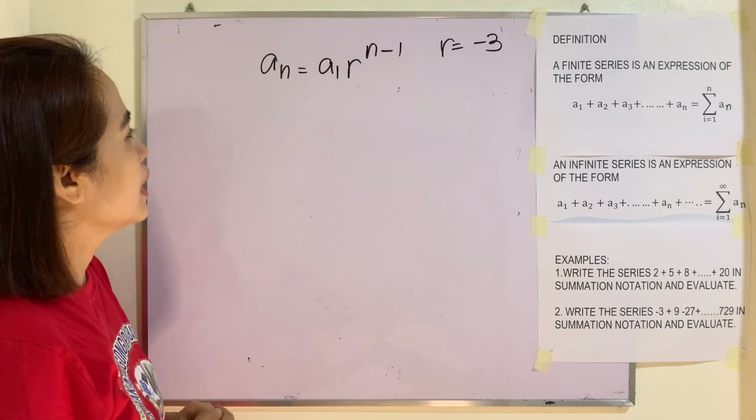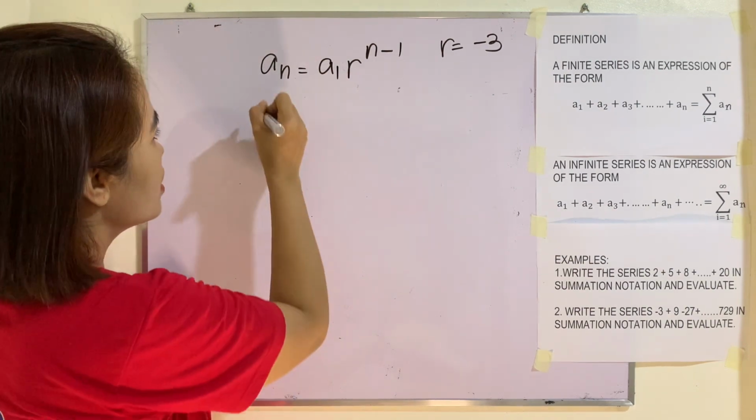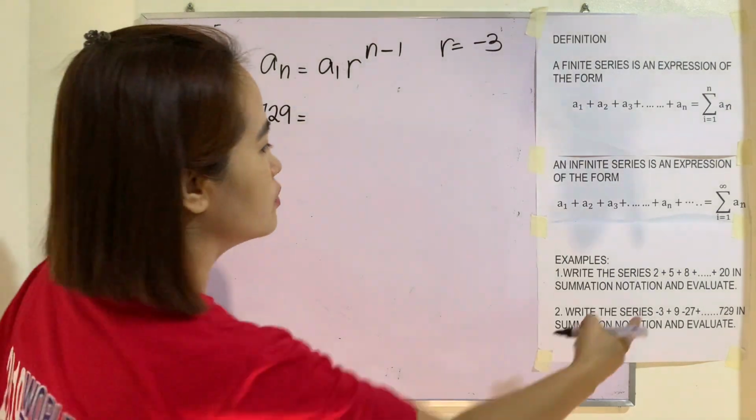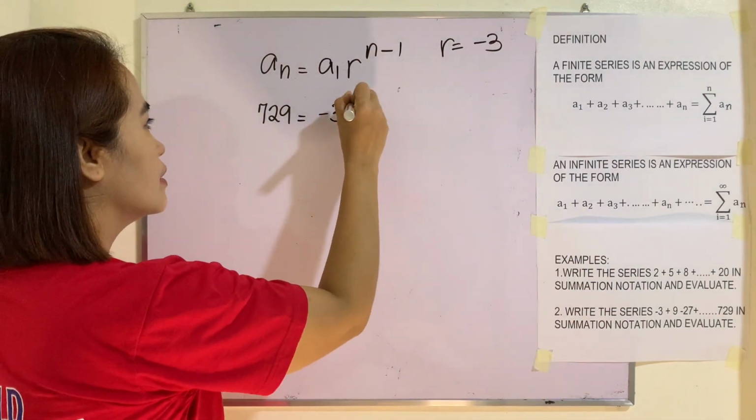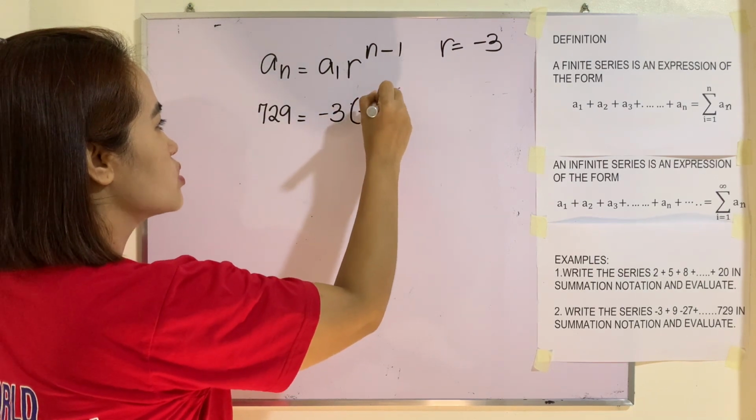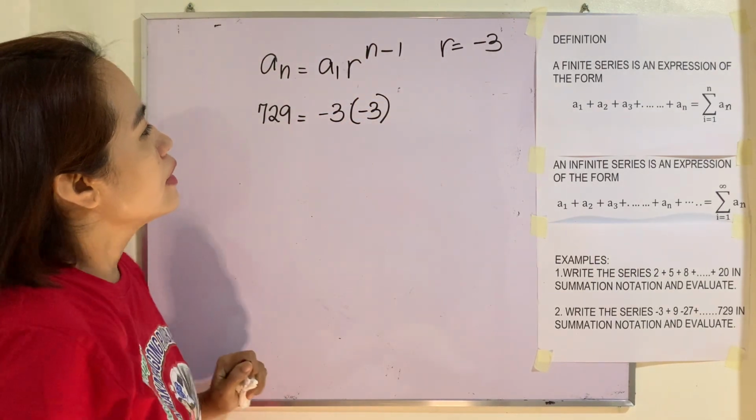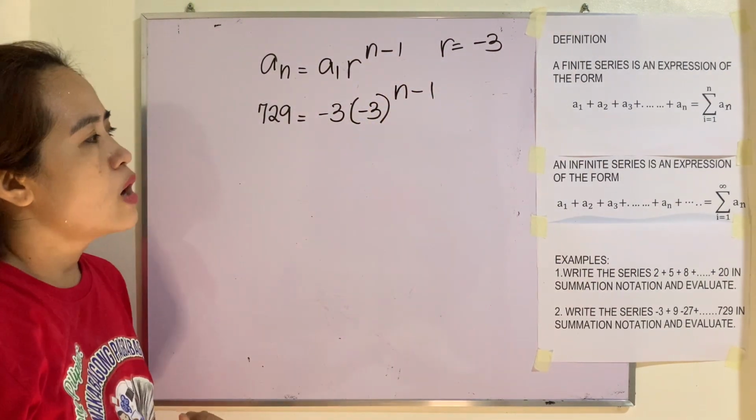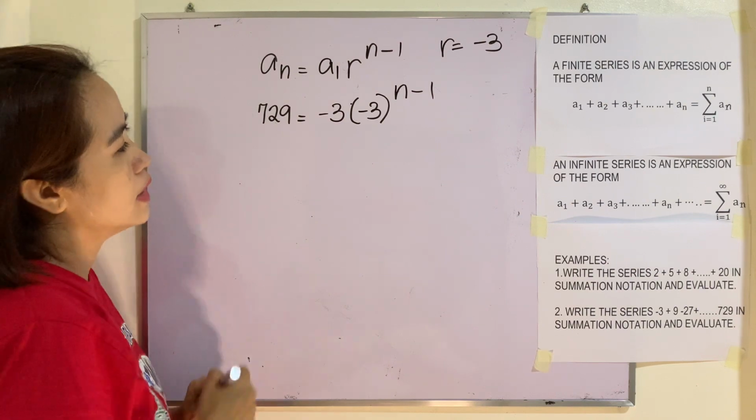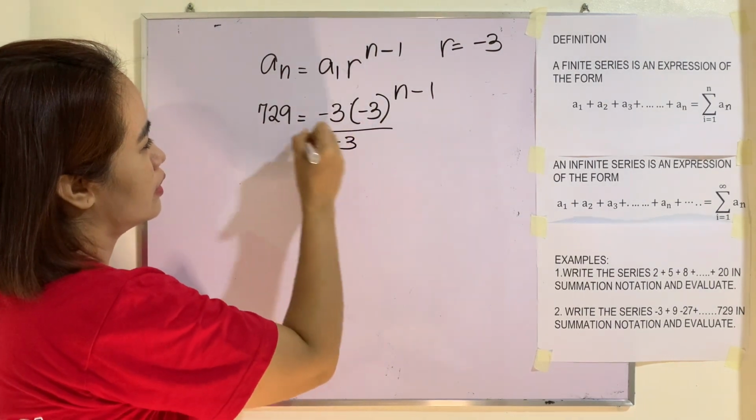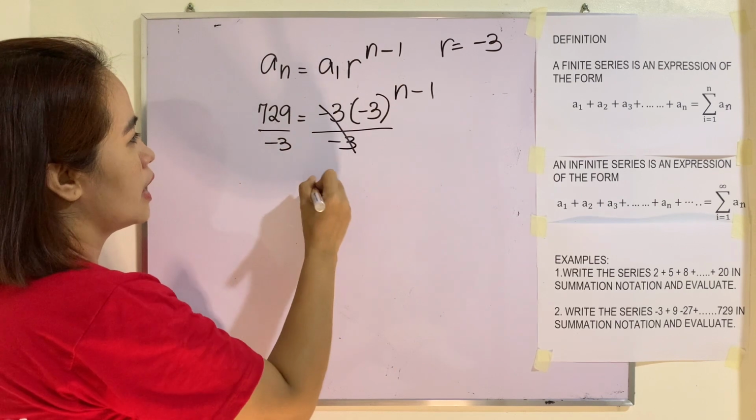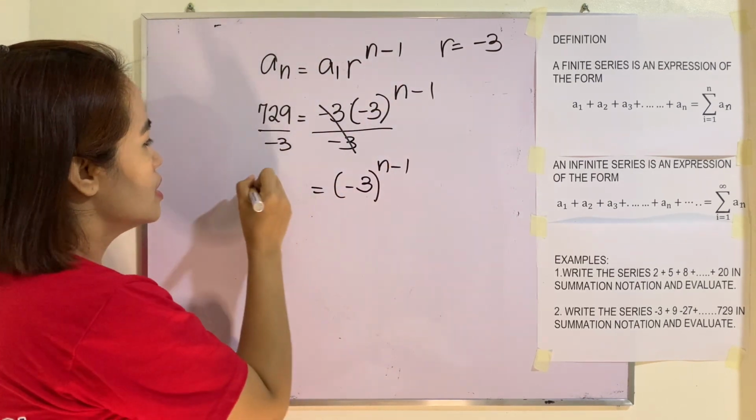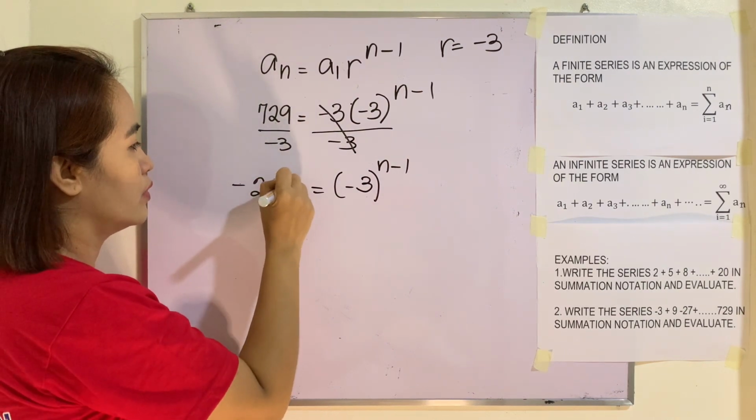So we have a sub n is of course 729. Our a sub 1 is of course negative 3. Our common ratio is also negative 3. And this is n minus 1. So how are we going to solve for n here? First, you divide everything by negative 3. So this will be cancelled. So negative 3 raised to n minus 1 is negative 243.